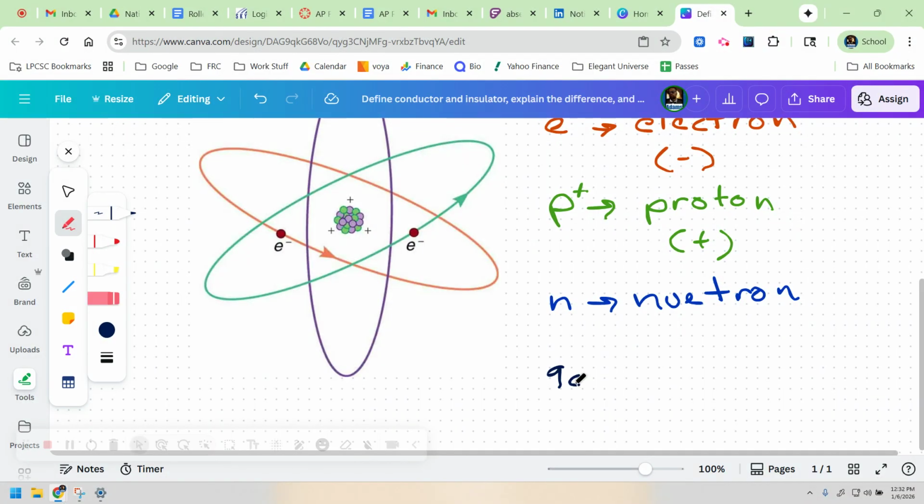and it's lowercase q, 1.60 times 10 to the negative 19 coulombs. Okay. Coulomb is just a scientist that did a lot of work with charge. Oops, I misspelled his name.